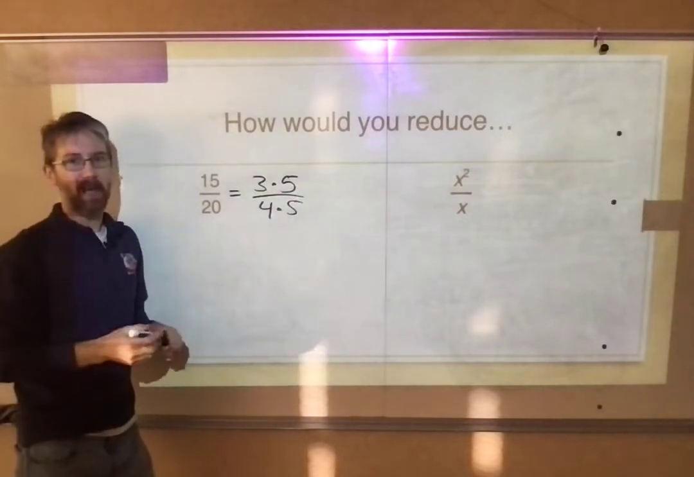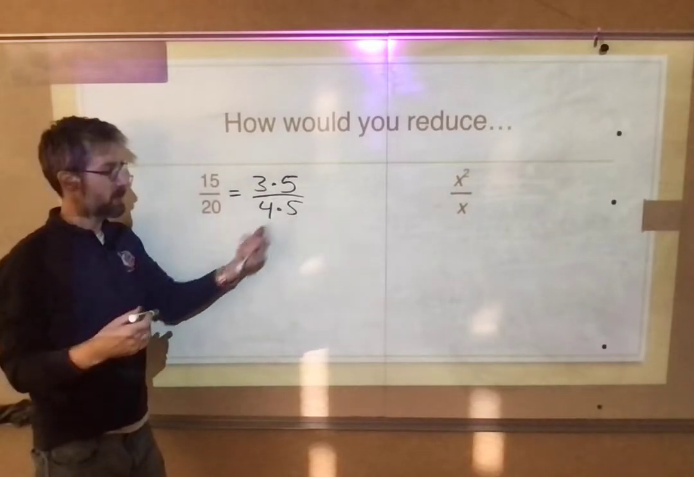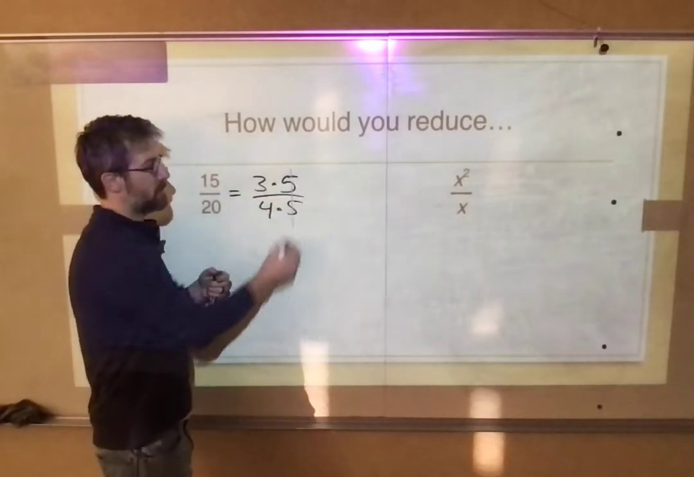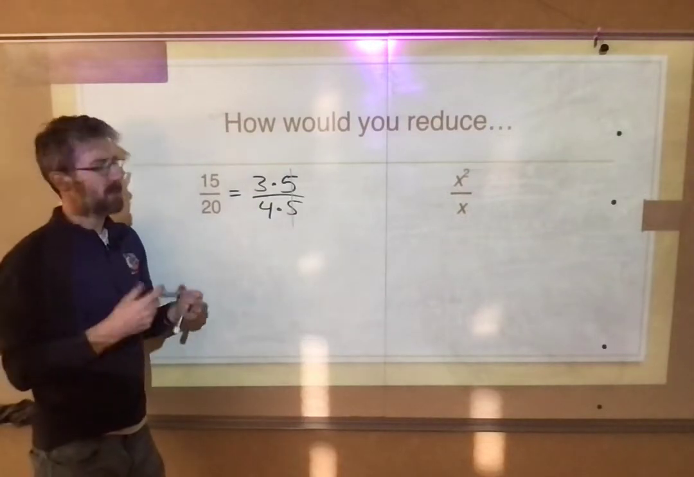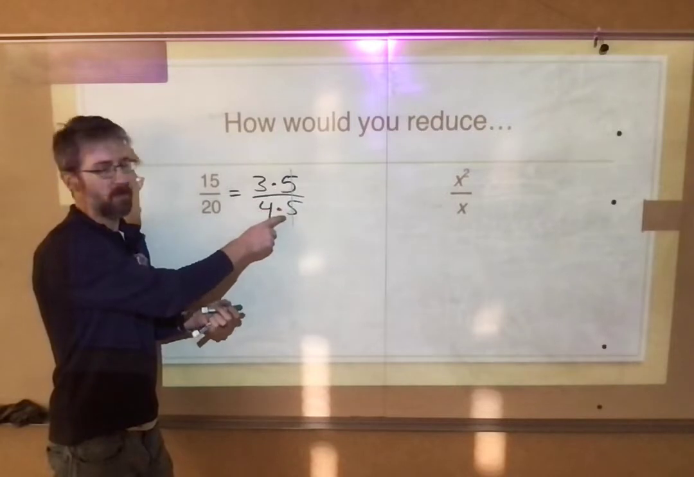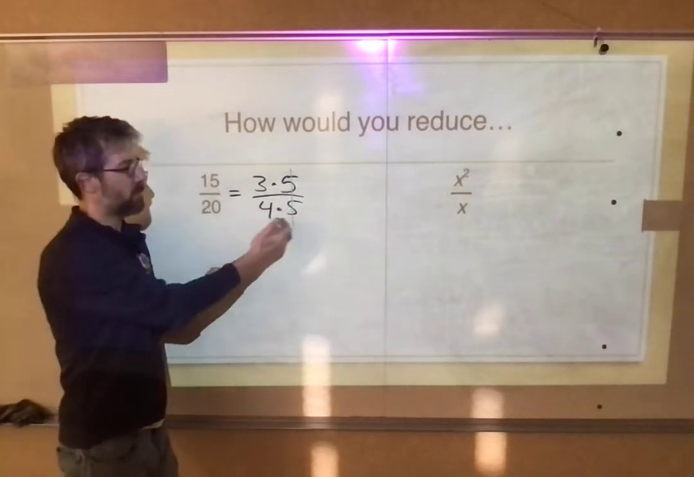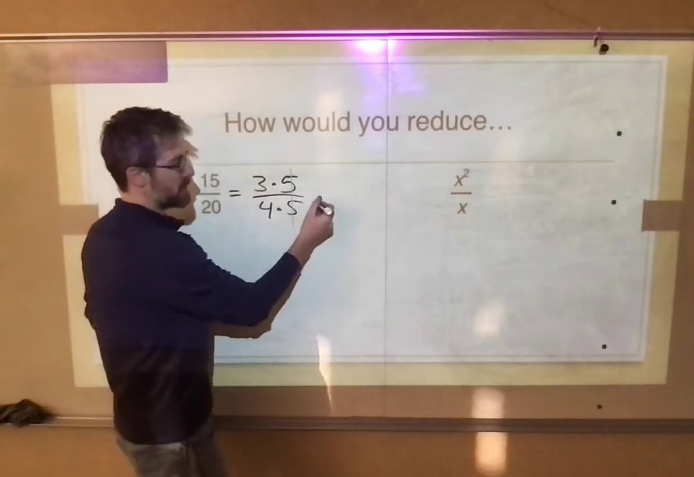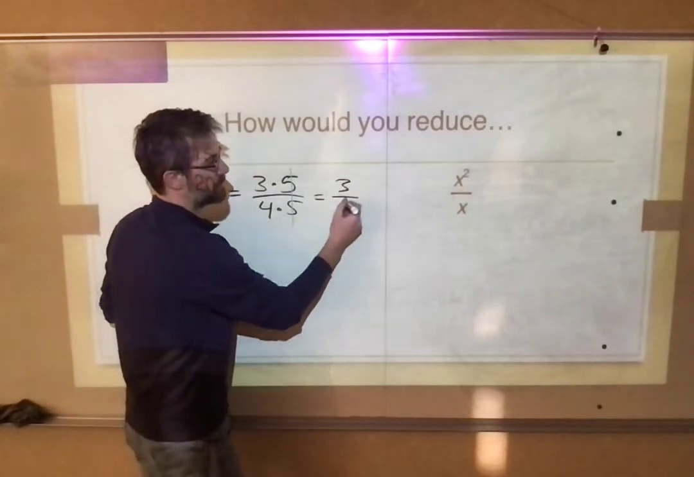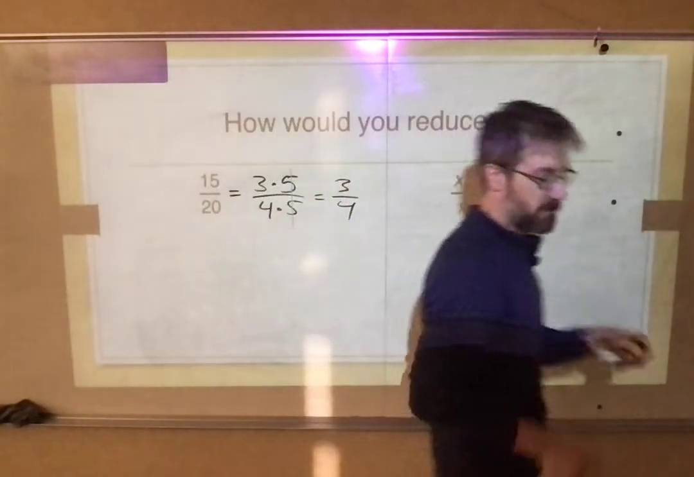Anytime I have something that matches on the top and the bottom of a fraction, when it's a product like this, it's a multiplication, that part can cancel out. Let's think about why that is. This is 3/4 times 5 over 5. What is 5 over 5? 5 divided by 5 is 1, so it's 3/4 times 1, which is just equal to 3 over 4. Similar line of reasoning for this one.